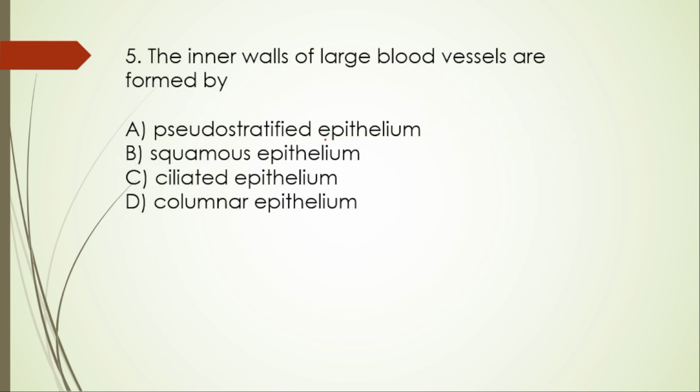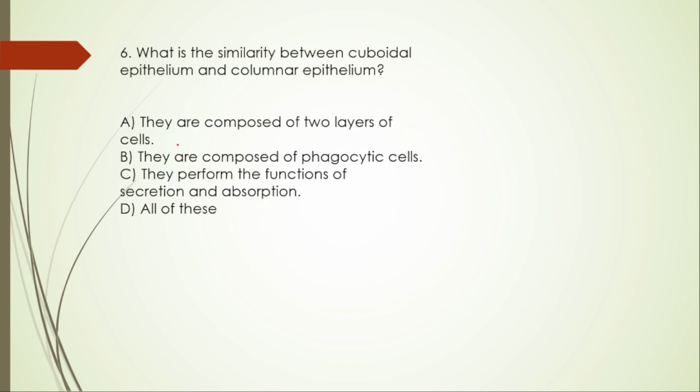Next question, question number 5. The inner walls of large blood vessels are formed by: A, pseudostratified epithelium, B, squamous epithelium, C, ciliated epithelium, and then D, columnar epithelium. The inner walls of the large blood vessels are formed by the squamous epithelium. Just now we discussed that.